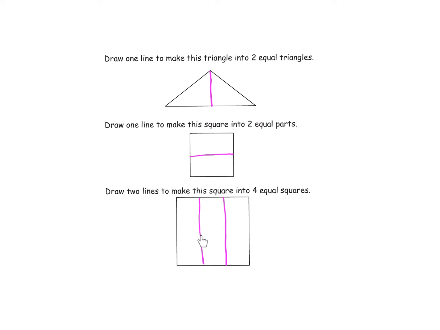Next, we have to draw 2 lines to make this square into 4 equal squares. If I draw my lines like this, I'll only have 3 parts and they aren't squares, so this won't work. And the same thing happens if I draw my lines this way. I'll only have 3 equal parts and they also aren't squares. So to make this square into 4 equal squares with only 2 lines, I'll have to draw one this way and the other this way. Now we have 4 equal squares using only 2 lines.